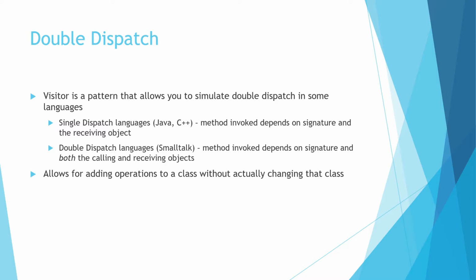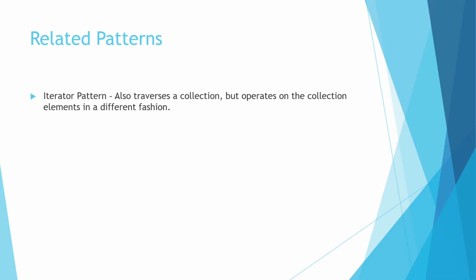signature for list. In double dispatch languages, for example Smalltalk, the method invoked depends on the signature of both the calling and the receiving objects. Since Java and C++ don't have double dispatch, we implement things like visitors in order to simulate that behavior. And it's nice because it allows us to add operations to a class without actually changing that class.